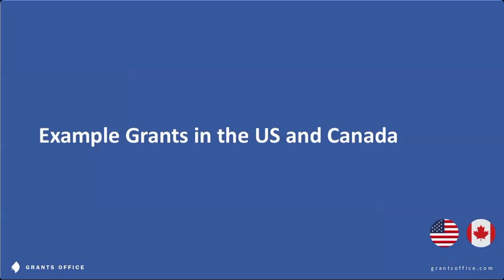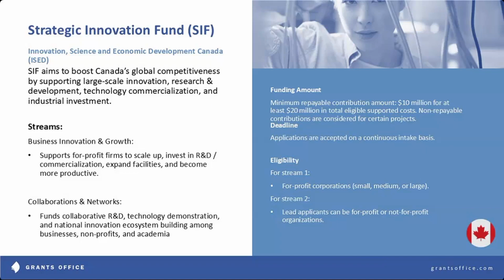All right, so to start us off, we're going to explore the Strategic Innovation Fund, or SIF for short. Basically, this fund is run by Innovation, Science, and Economic Development Canada, so one of the largest Canadian departments. The idea here is to boost Canada's global competitiveness by supporting really large innovation projects, so anything from research and development, technology commercialization, and industrial investment. This funding really is not small pebbles. They are really significant grants. Projects usually start at around $10 million in repayable contributions. There is some non-repayable support available, but that is usually for nonprofits.